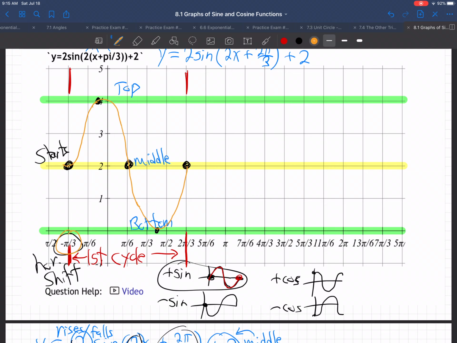So it starts at minus pi over 3. It ends one cycle at 2 pi over 3. Total width of the first cycle is pi. That's the period, the width of one cycle. The middle is 2. The top is 4. The bottom is 0, because it goes 2 above and 2 below its middle. There it is. There's the graph, and that's how we do that.